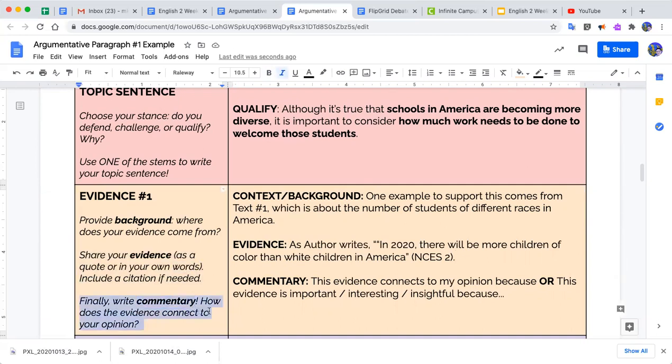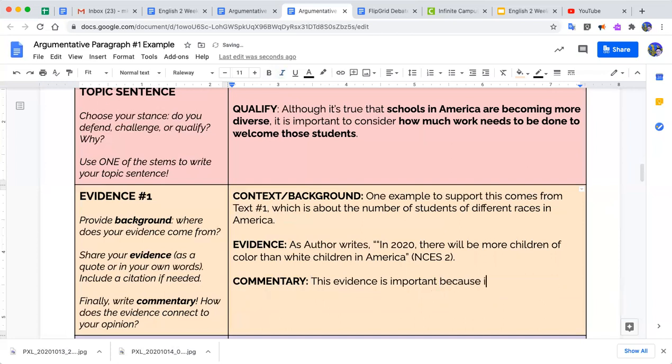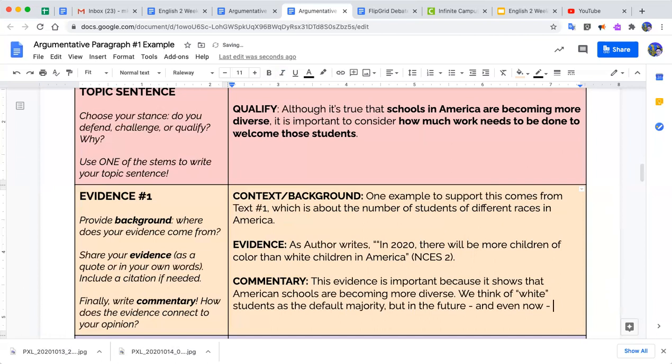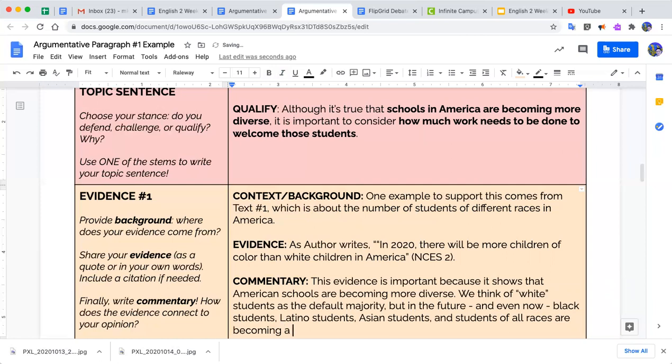And lastly, I'm going to write commentary. How does the evidence connect to my opinion? I could say, "This evidence connects to my opinion because..." or I could say, "This evidence is important, interesting, or insightful because..." I'm going to go with the second option here. I'm going to say this evidence is important because it shows that American schools are becoming more diverse. We think of white students as the default majority, but in the future, and even now, Black students, Latino students, Asian students, and students of all races are becoming a bigger part of our schools and our society.